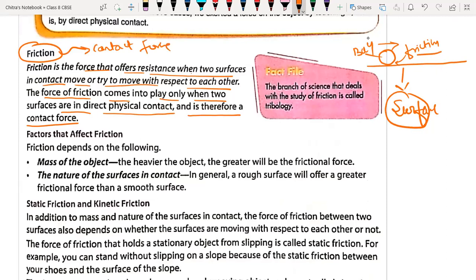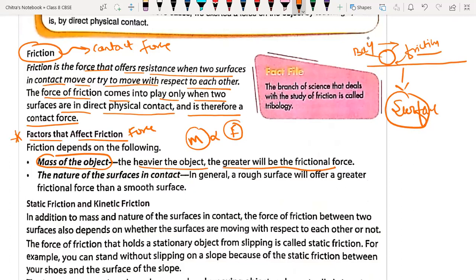Okay. Now we have to understand what the factors are that can affect the friction force. So next point we have factors that affect the friction force. Number one, mass of the object. The mass of an object is directly proportional to the friction force. If mass is more, friction will be more. So the heavier the object, the greater will be the friction force. That means more mass, more friction.